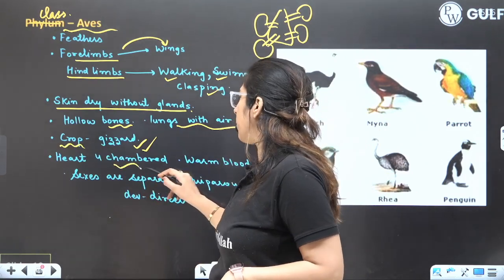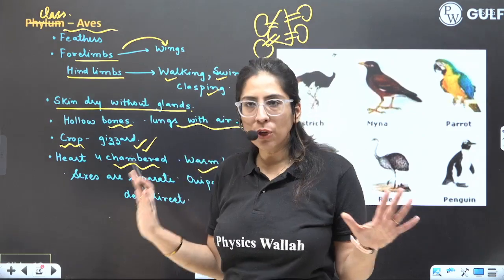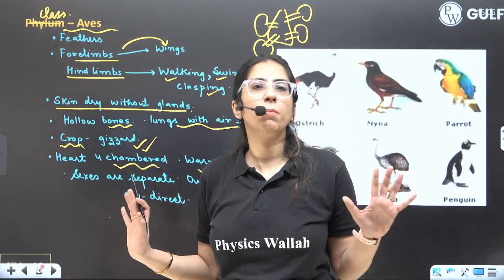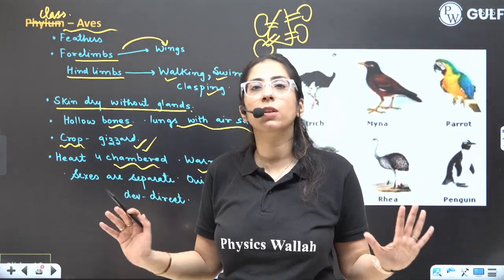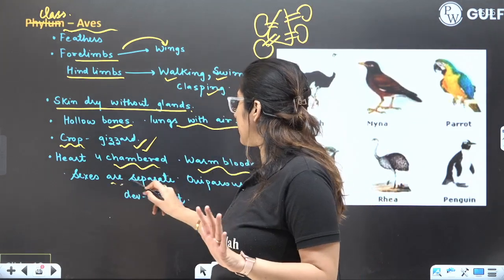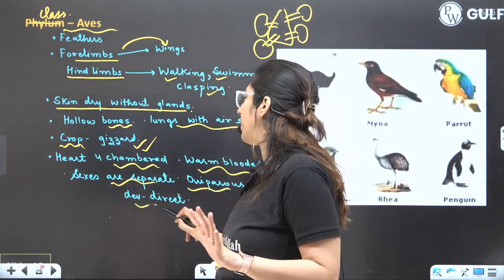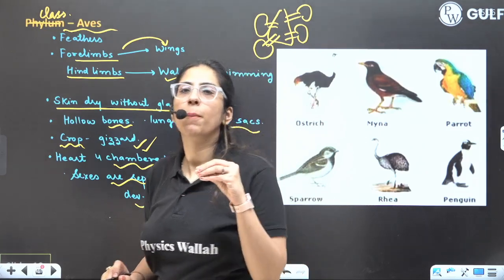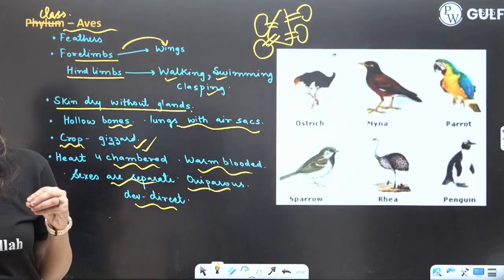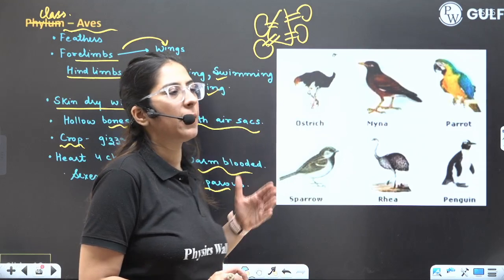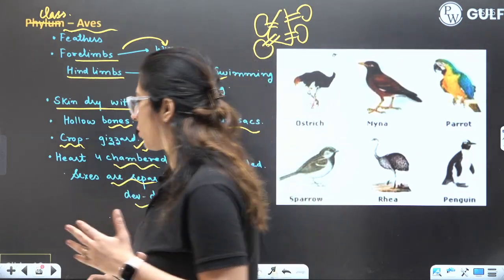Heart is four-chambered, warm-blooded. Humans and birds are warm-blooded. They have a constant body temperature. Another name is endotherms. Sexes are separate. They lay eggs and development is direct. Direct development means no larval stages.